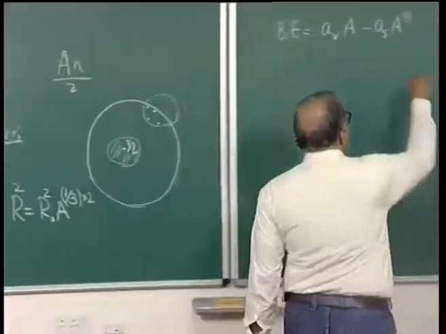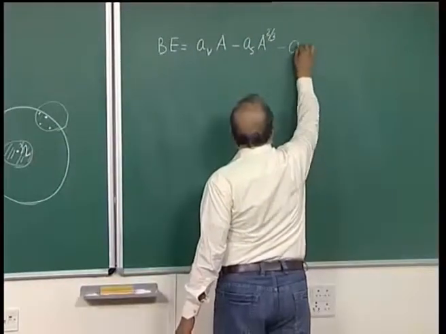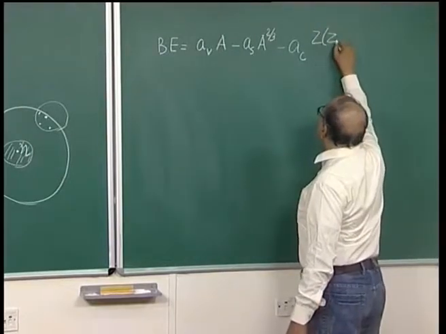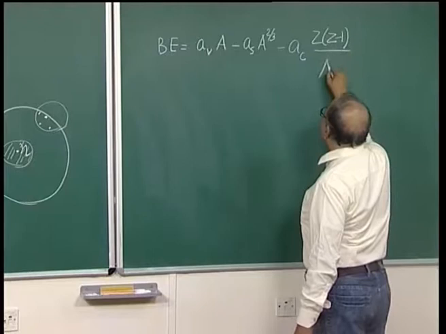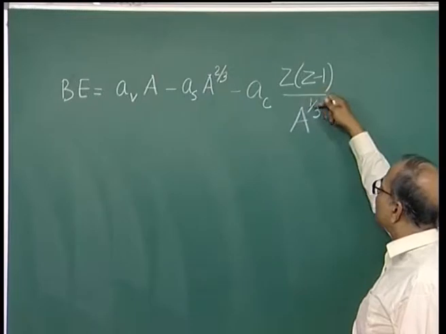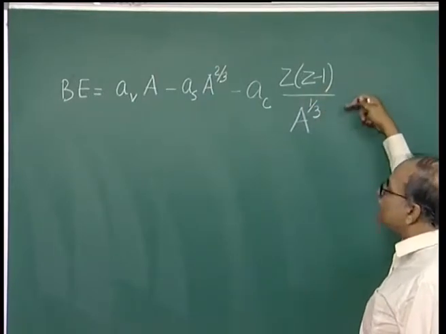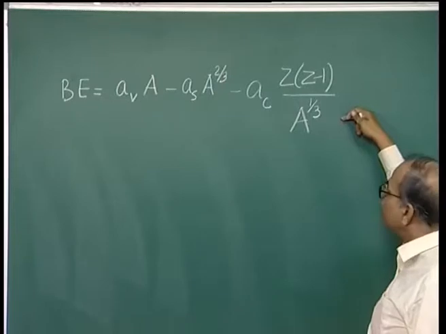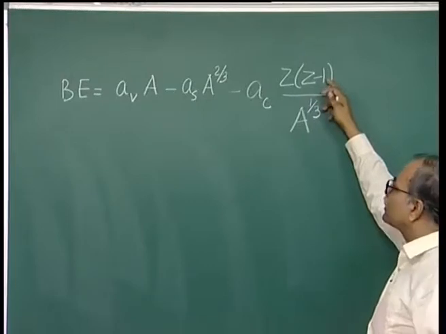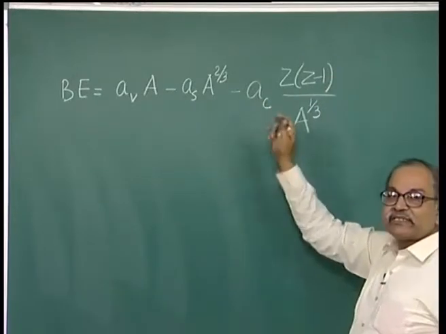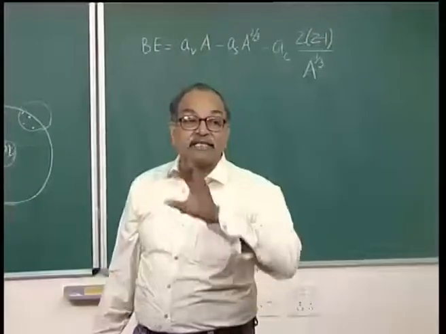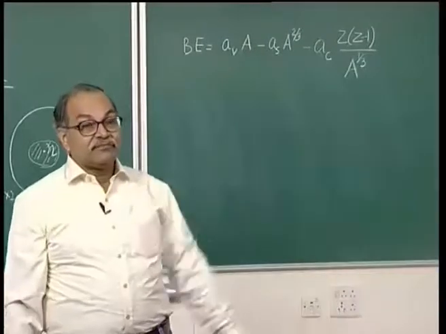we write it as minus AC, again a constant, Z minus 1 divided by capital A to the power 1 by 3. This is for 1 by radius, Coulomb potential energy, and Z minus 1 is for the number of pairs divided by 2 etc. is here in this constant AC. So, this third term is known as Coulomb term in that binding energy formula.